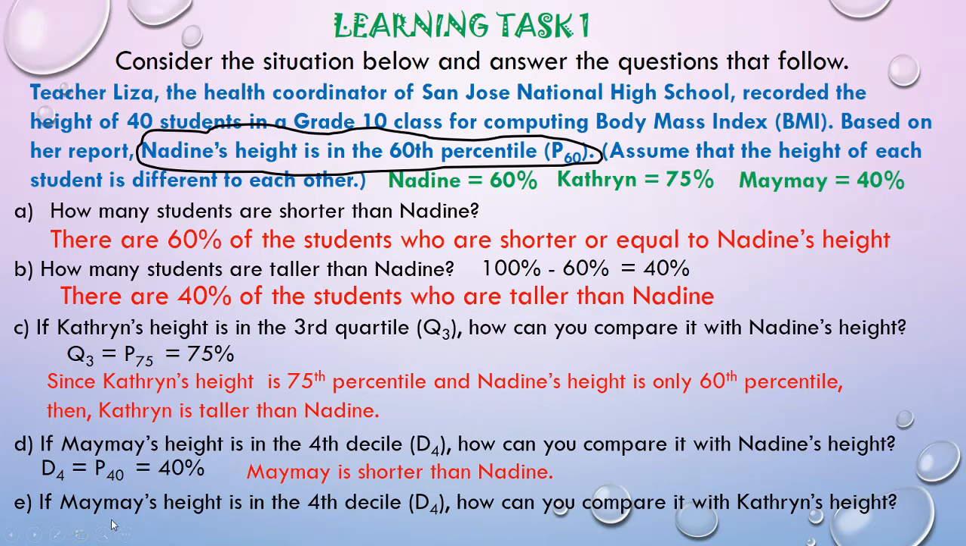Next, if May's height is 4th decile, ganun pa rin, 40% si Maymay. Si Katrine naman ay 75. So, how will you answer that? Ganun pa rin. Maymay is shorter than Katrine. Yan po. Ganyan po kung paano i-interpret ang data using the measures of position.